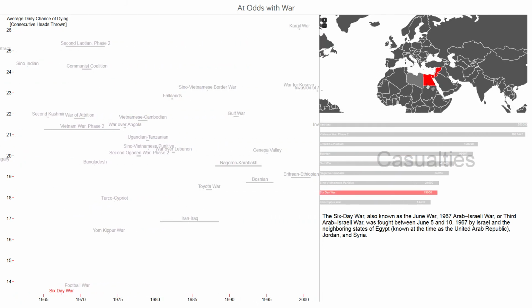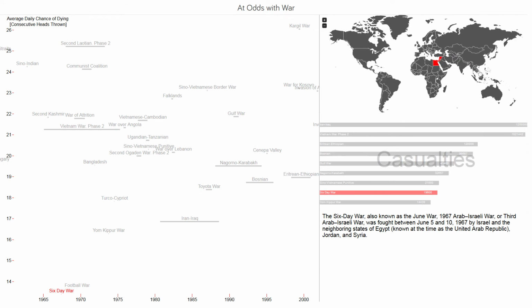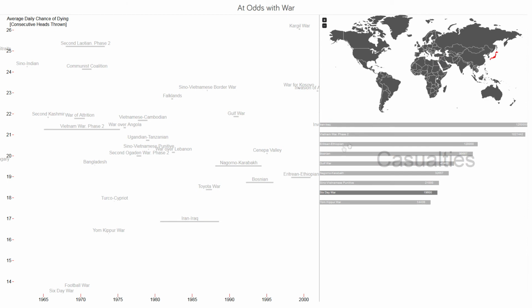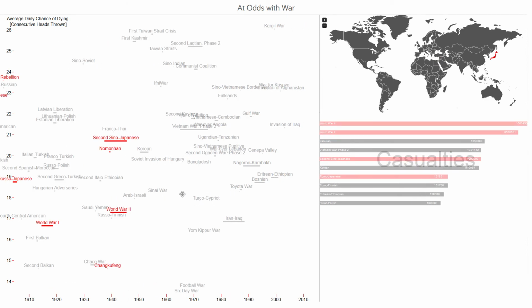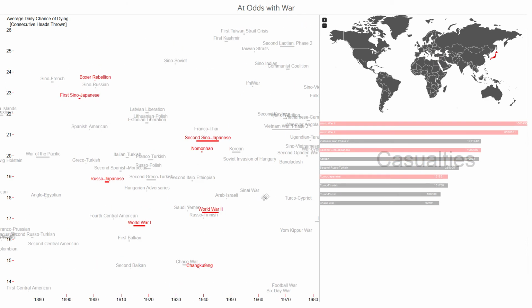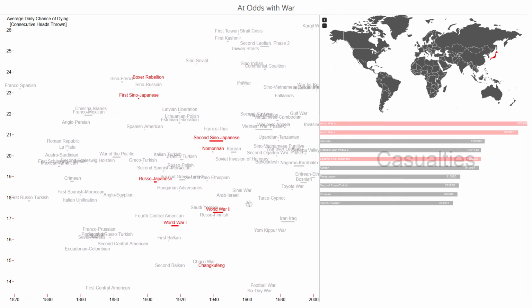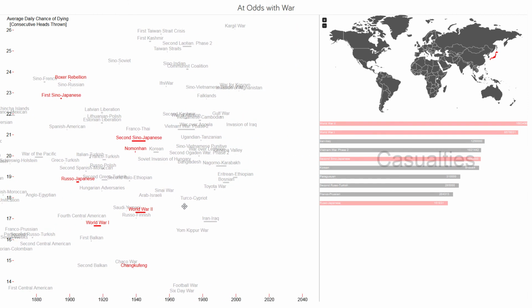Not only wars, but also countries can be selected by clicking on them on the world map. Now all the wars that Japan was involved with will be highlighted. As we can see, Japan was not part of any wars in the past few decades. Clicking on the United States, however, shows that it has been very active in recent years.